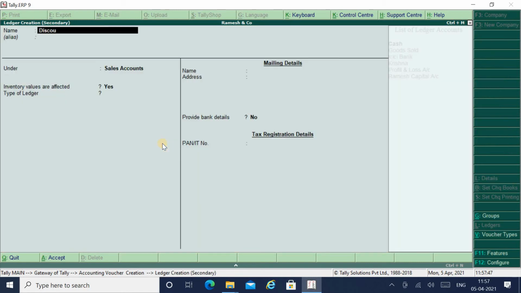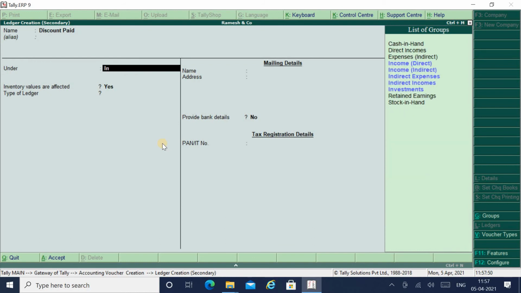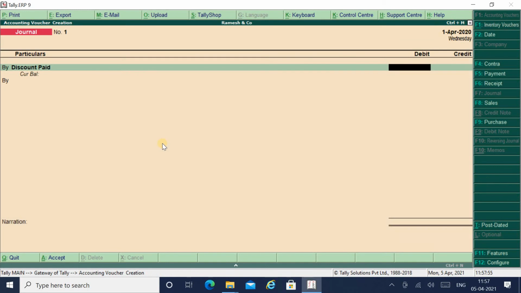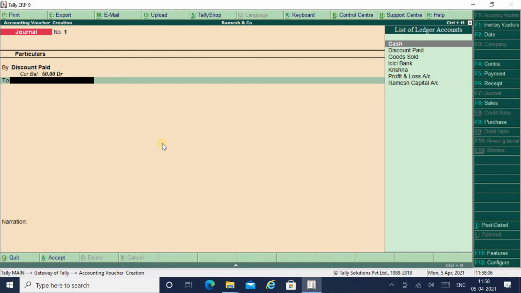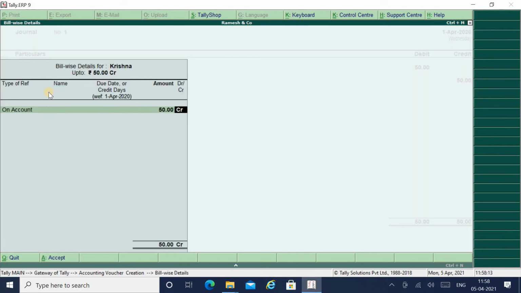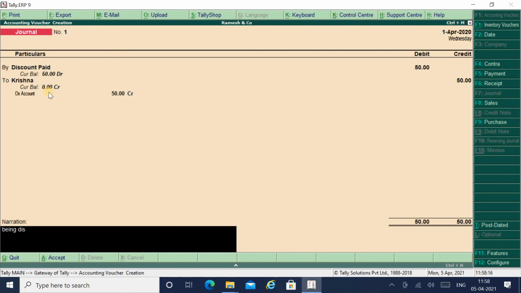So I will create discount paid as my ledger, and it will be grouped under indirect expense because it is my expense only. The money which was receivable to me but has not been received and will not be receivable in future is my expense. So discount paid, customer is Krishna, so 50 rupees. Here you can see the balance of Krishna as 0. So being discount allowed or paid. Accept this voucher.